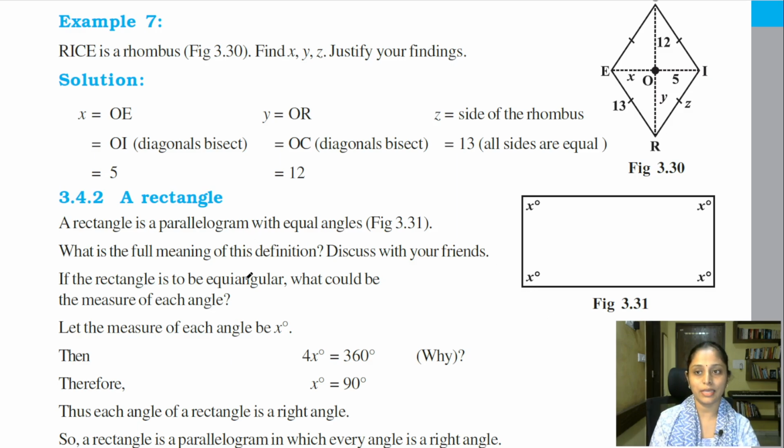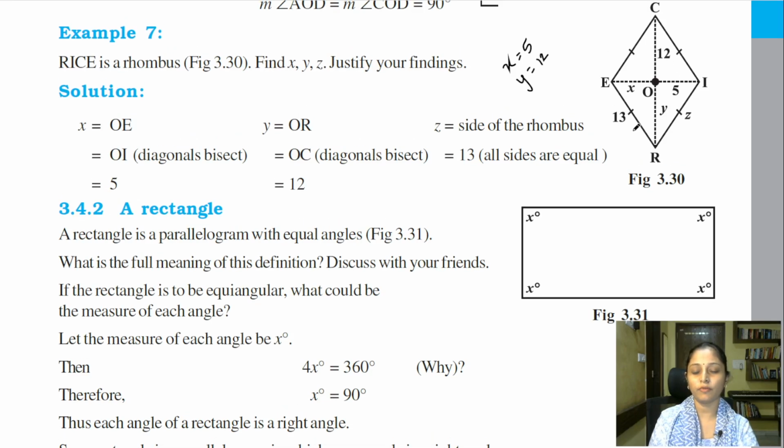So let's look at this example. They have given a rhombus RICE in this figure, and they're saying find out x, y and z. Now here you can see that x is equal to 5. Immediately you can say x is equal to 5 because EO and OI are equal in measure because the diagonals bisect each other. Similarly, I can say that y is equal to 12, because again RO is equal to OC. Therefore, y is equal to 12.